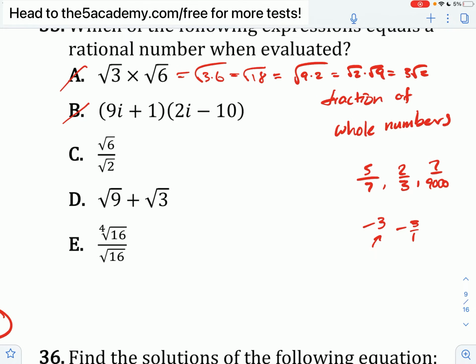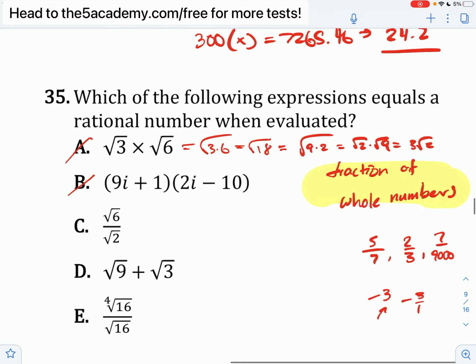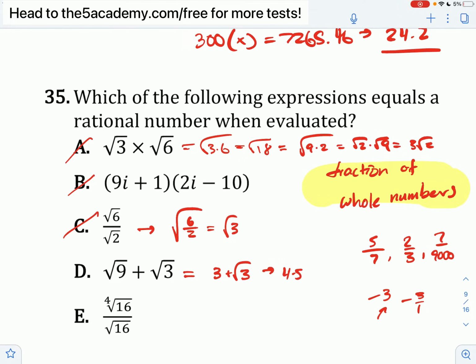Okay, so remember, fraction of whole numbers. This is key. Square root of 6 over square root of 2. Again, we can combine that to square root of 6 over 2, which is just square root of 3. But again, you can't simplify that any further, and it does not give you a whole number. This gives you 3 plus square root of 3. It's really close. You might be tempted to just say, oh, it's 4.5 or something, but that's not quite it. This cannot be written as a fraction of whole numbers. 4th root of 16, you can go on your calculator and type that in if you're really not sure.